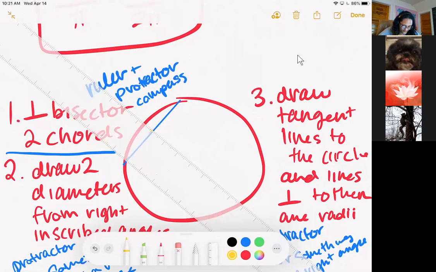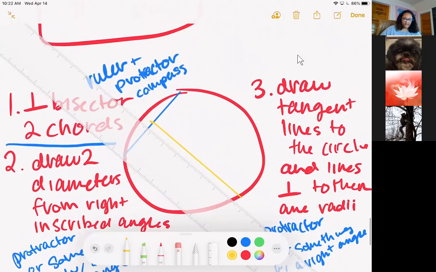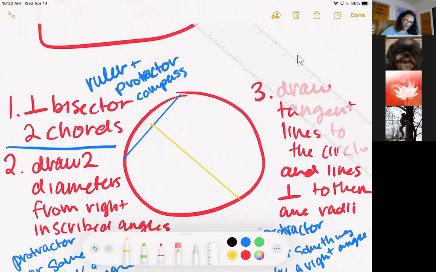There. Okay. No. There. 41. Dang it. All right. And then I'll draw a line like that. So this is an example of number 1. I have these two congruent. So this yellow line's at the midpoint, and I made sure that it was perpendicular to that chord.